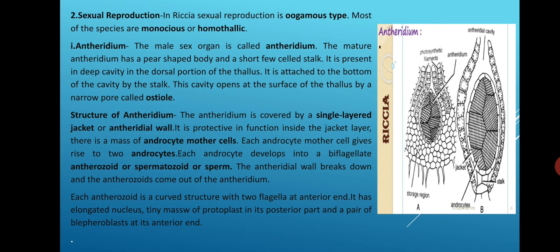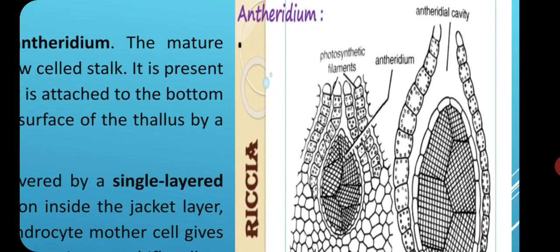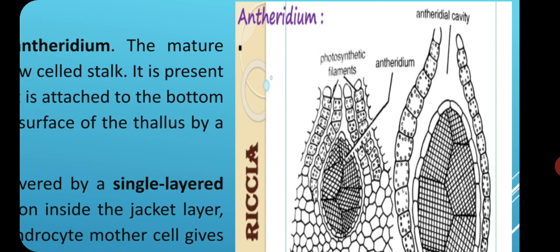First we discuss the antheridium. The male sex organ is called the antheridium. The mature antheridium has a pear-shaped body and a short fused stalk. It is present in a deep cavity in the dorsal portion of the thallus. It is attached to the bottom of the cavity by the stalk. This cavity opens at the surface of the thallus by a narrow pore called the ostiole. See friends, this is the structure of the antheridium. This is the antheridial cavity and the small opening is known as the ostiole.